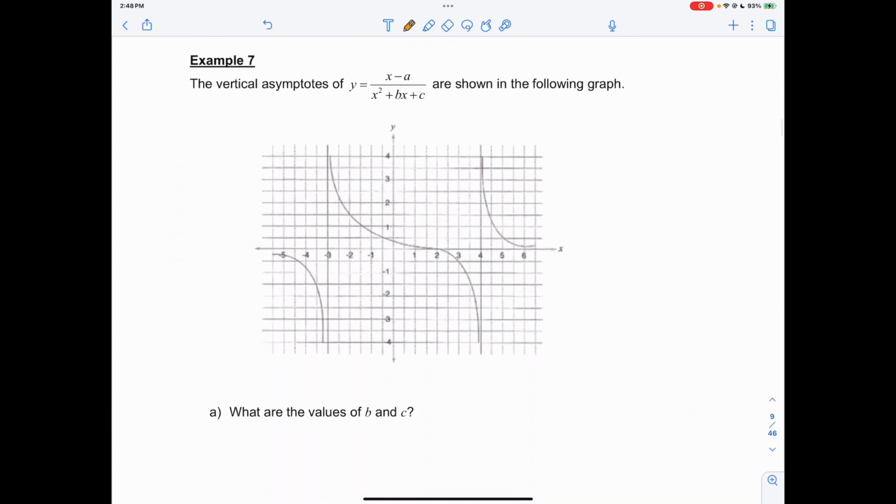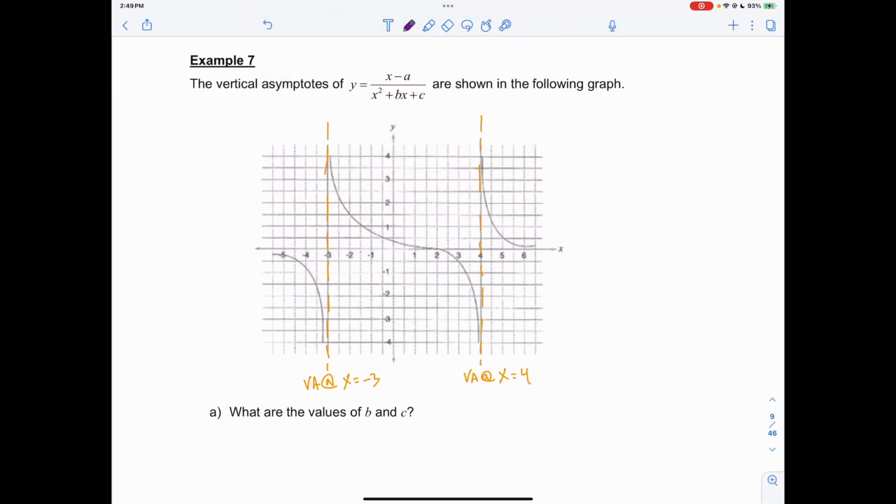All right, let's take a look at one last example. So for example 7, the vertical asymptotes of y is equal to x minus a over x squared plus bx plus c are shown in the following graph. So I can see that I have a vertical asymptote here at x is equal to negative 3. I can see that I have a vertical asymptote here at x is equal to 4.